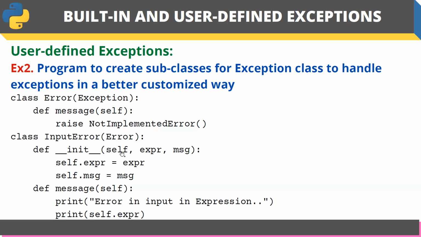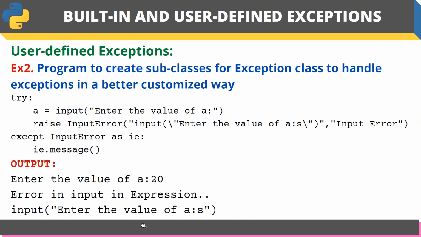Now define __init__(self, expr, message), with self.expr = expr and self.message = message. Now define message(self): print 'Error in input expression', then print self.expr. And try: a = input('Enter the value of a'), raise InputError('input', 'Enter the value of a'), except InputError as ie: ie.message().